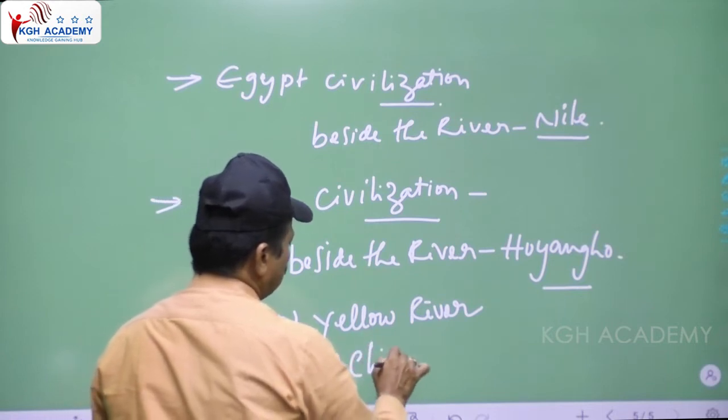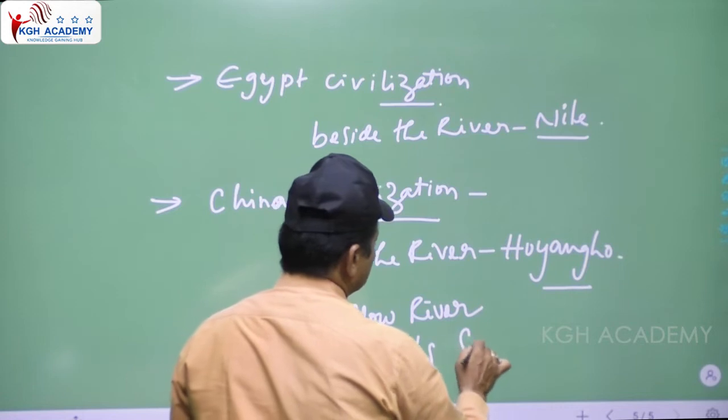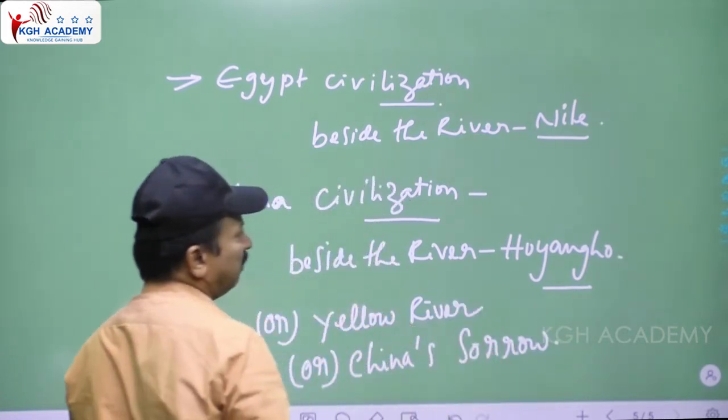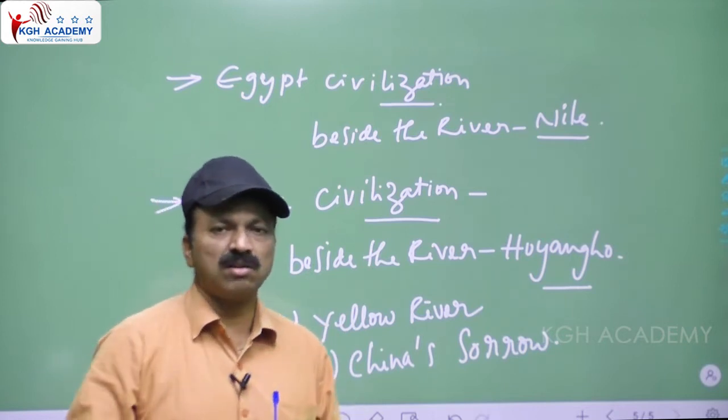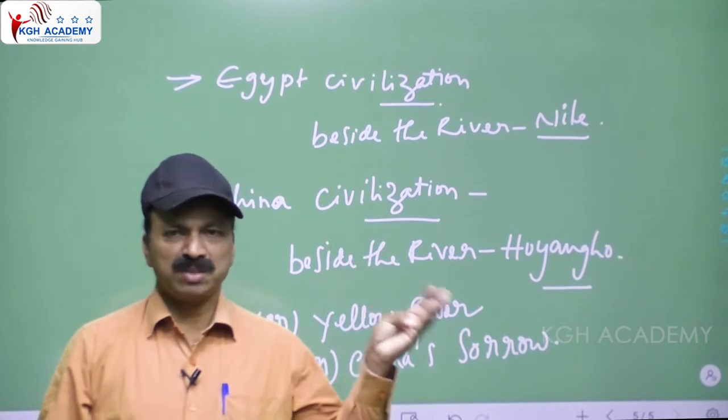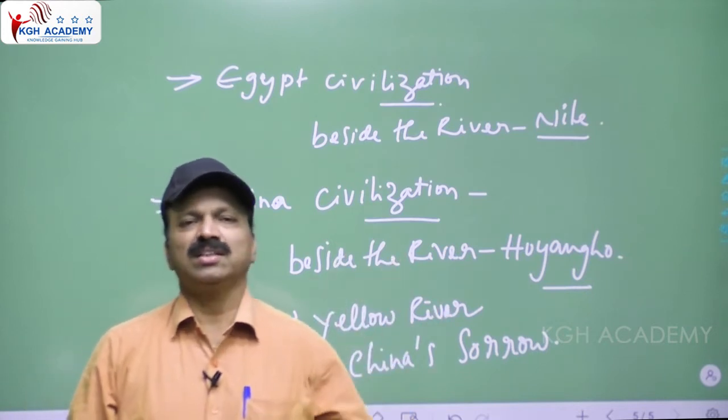It is called China's sorrow. Got the idea? These three civilizations are contemporary civilizations of the Indus Valley civilization. One is Mesopotamia, one is Egypt, and one is China.